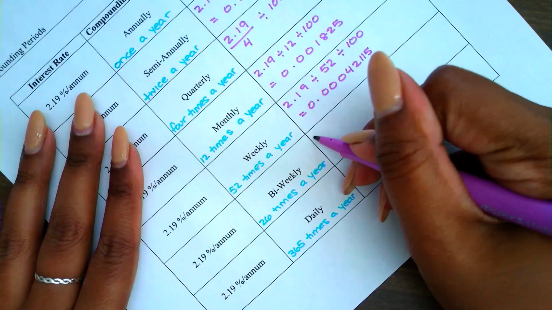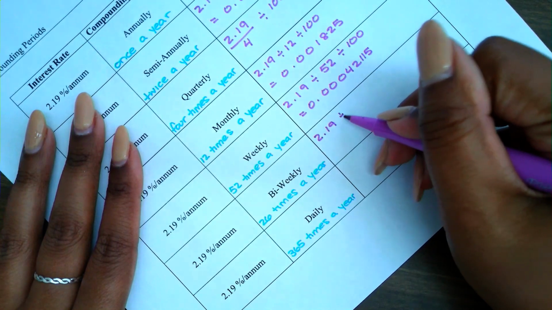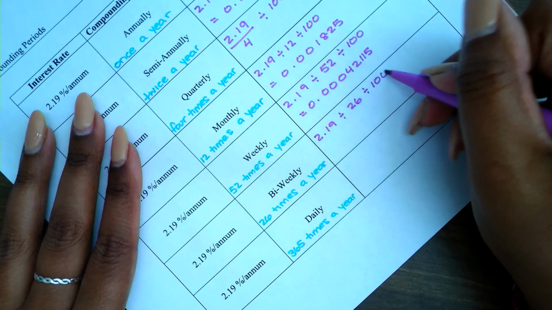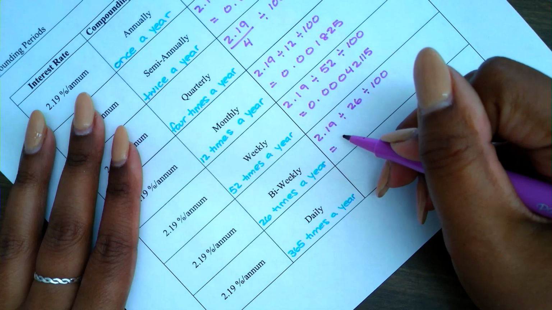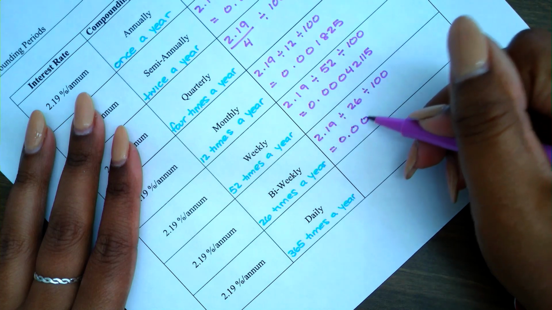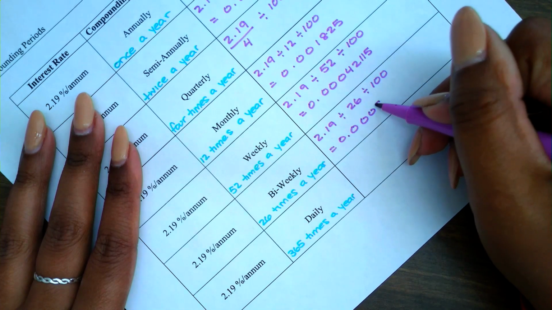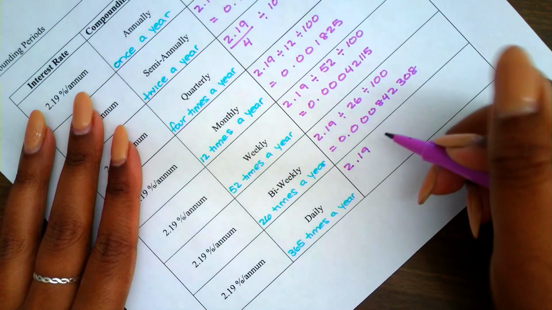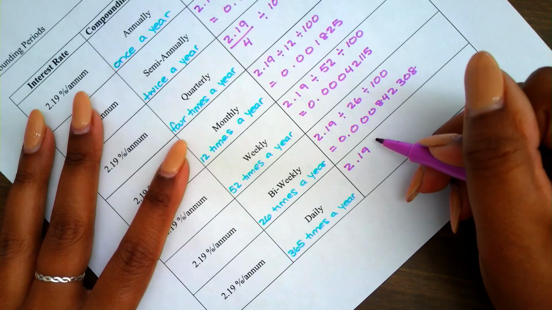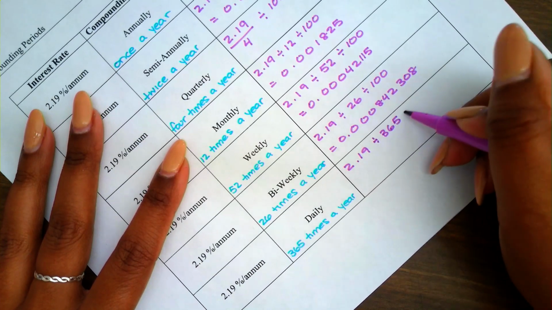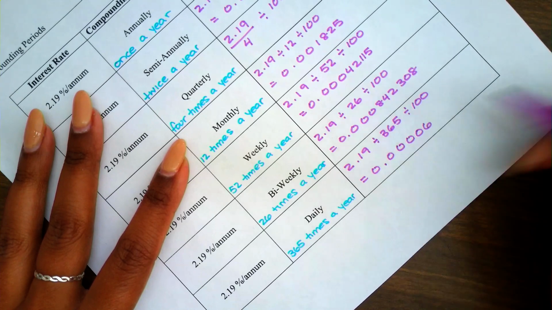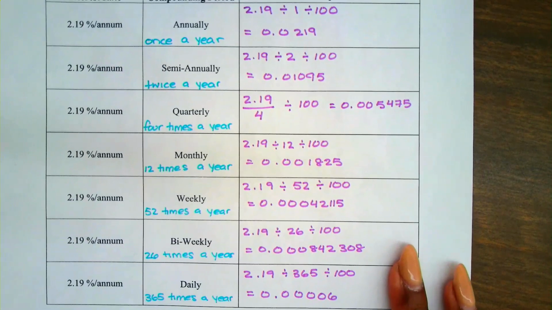Here I have 2.19 divided by 26 times a year because it's biweekly, so I divide by 26, and I want it as a decimal, so I divide by 100, and I get this decimal, 0.000842308, and then lastly 2.19, which is still a percent, compounded daily, so 365 times. Then I want it as a decimal, so divide by 100, and I get 0.00006. Okay? So that is more or less what your table should look like.